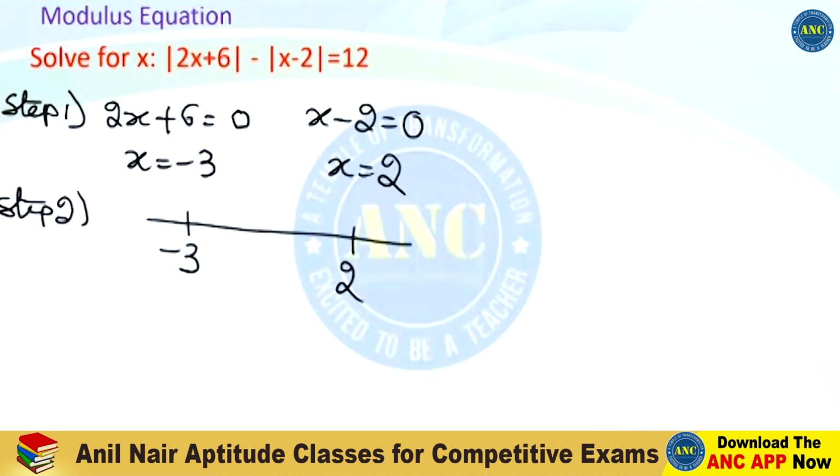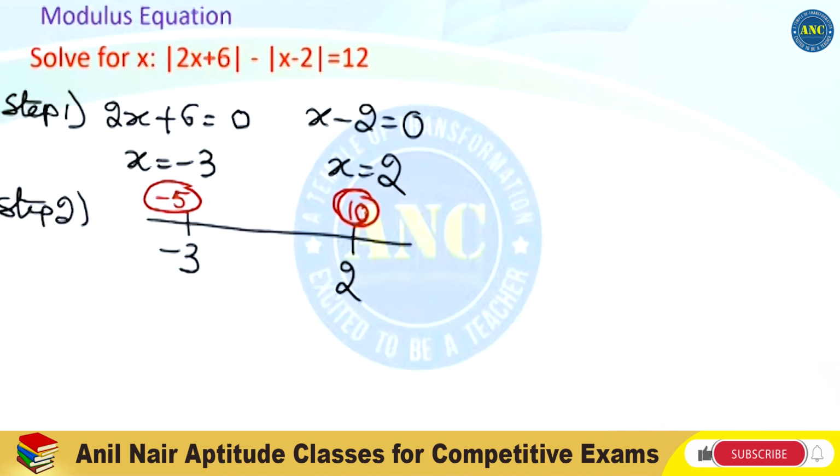So find out the value of y at the critical points. Minus 3, minus 6 plus 6 is 0, minus 3 minus 2, mod of minus 5, it is 5. So this is nothing but minus 5. x equivalent to 2. 4 plus 6 is 10. So this is nothing but 10. So these are minus 5 and 10.